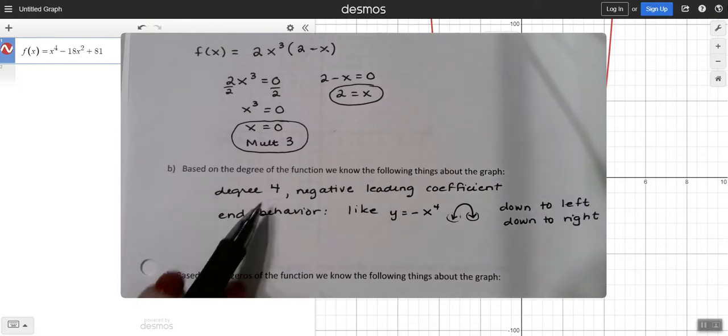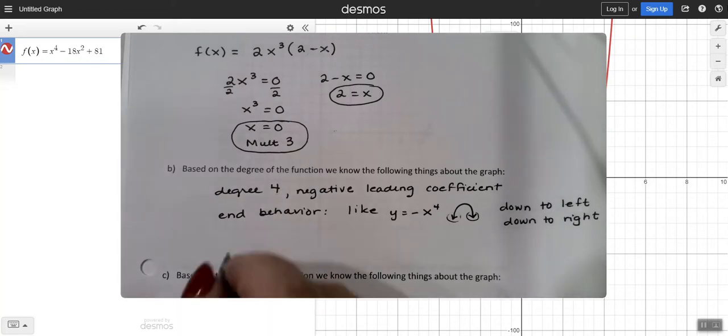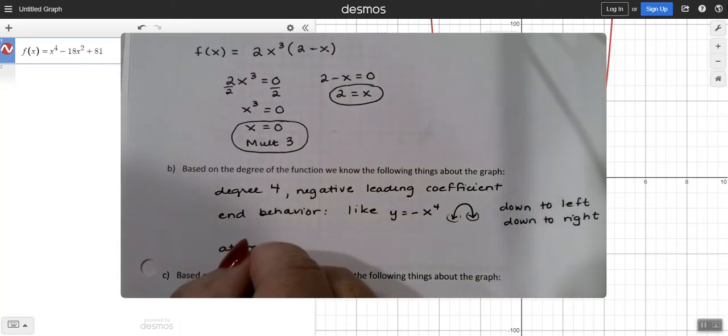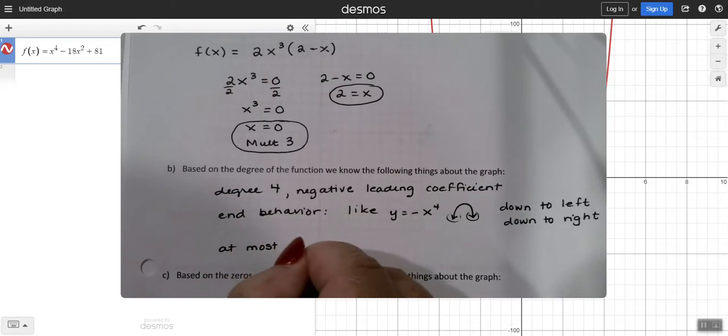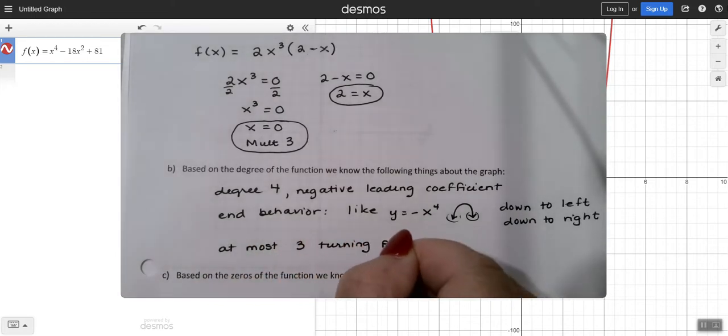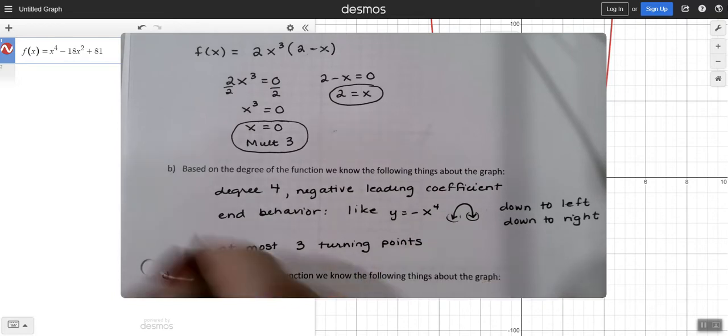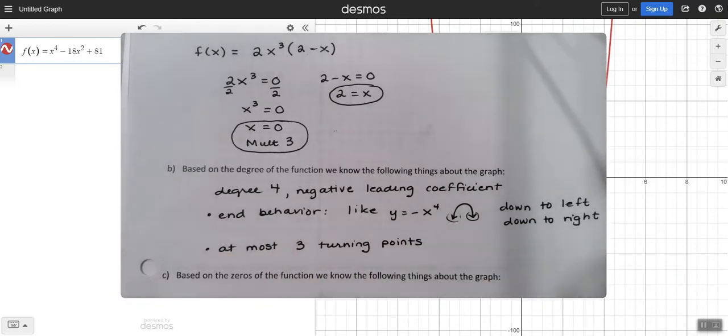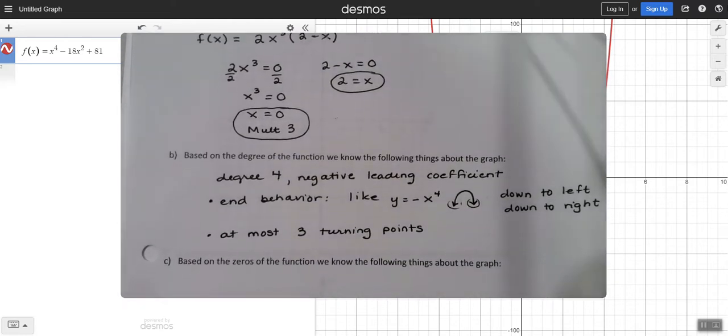Based on the degree, I can also say that 1 less than the degree, or 3, is the maximum number of turning points. So at most, 3 turning points. So 2 different things you can kind of predict based on degree: end behavior and the maximum number of turning points. All right, so based on the zeros, what do we know?